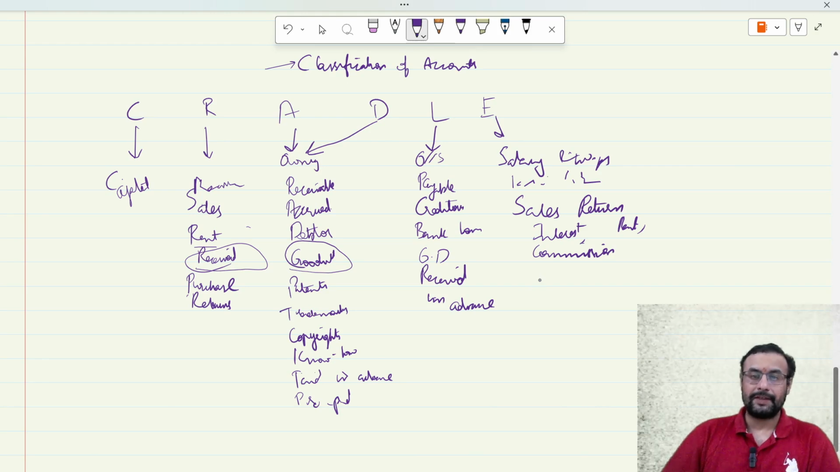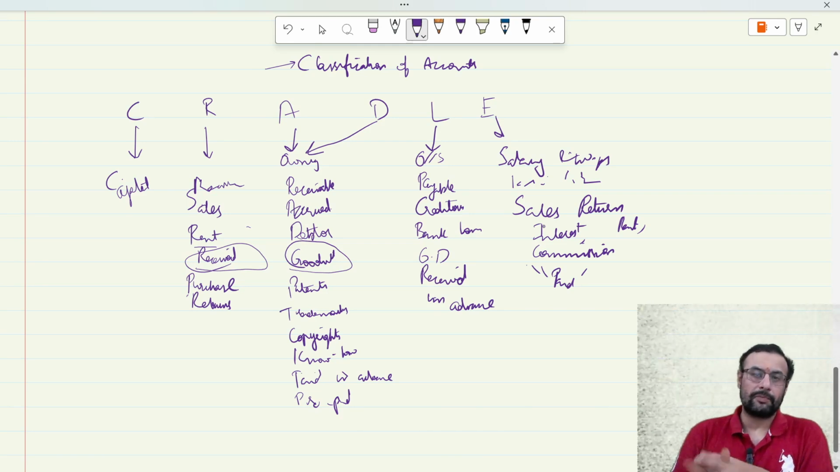Along with this, if they have told only the word paid, not prepaid, not paid in advance, not received in advance, they have just told the word paid, for example, rent paid, interest paid, and commission paid, then also it is an expense. So this is how we'll have to classify the accounts, and I'll be solving a couple of problems on classification of accounts. You'll have more understanding about this, but this was just a crisp revision video on the concept of classification.